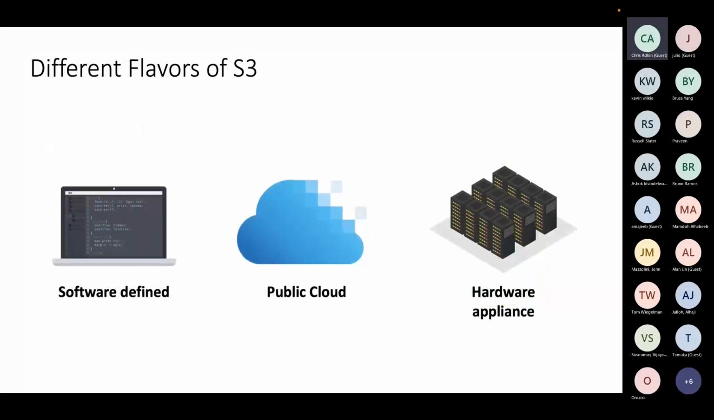Okay, so I mentioned that you can run S3 in different places. So there's software-defined solutions out there. There's things like Minio. That's incredibly popular. It's a cheap and easy way for you to dip your toe in the water. You've got the public cloud. And when I say public cloud, you haven't just got AWS. You've got GCP, which supports S3. You've got DigitalOcean, and I think there's a few others as well. And also you have hardware appliances.